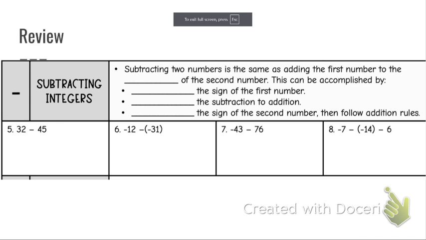So subtracting is the same as adding the first number to the opposite of the second number. This can be accomplished by keeping the sign of the first number. So keep the sign of the first. Change the subtraction to addition and change the sign of the second number. Then follow the addition rules.